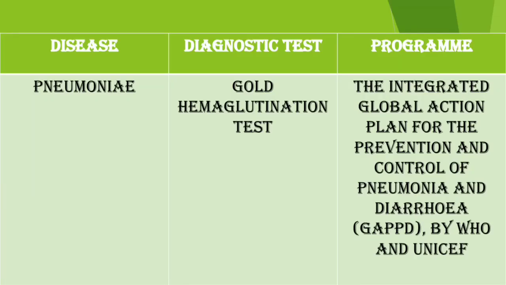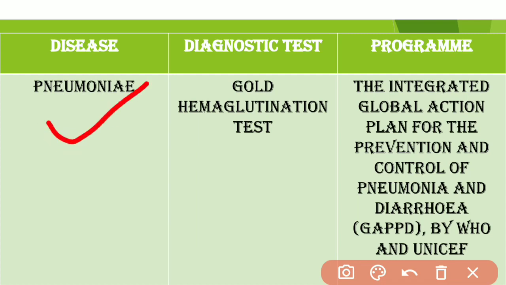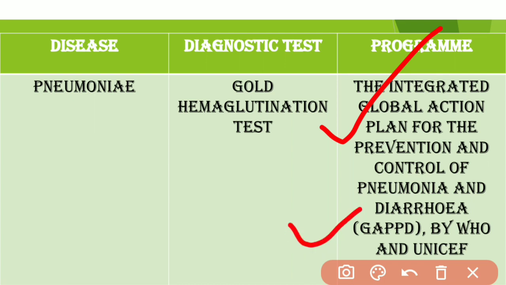Next disease is pneumonia, which is caused by viruses, bacteria or fungi, and mostly by Streptococcus pneumoniae. The diagnostic test is the gold immunization test, which is performed for identification of pneumonia, and the program is the Integrated Global Action Plan for the Prevention and Control of Pneumonia and Diarrhea, the GAPPD, by WHO and UNICEF.